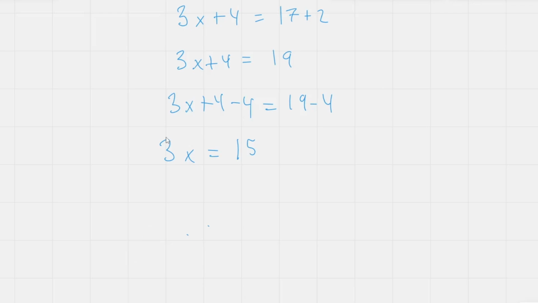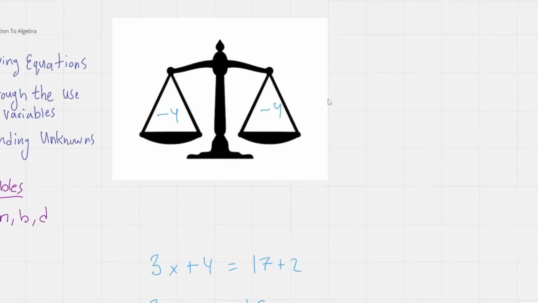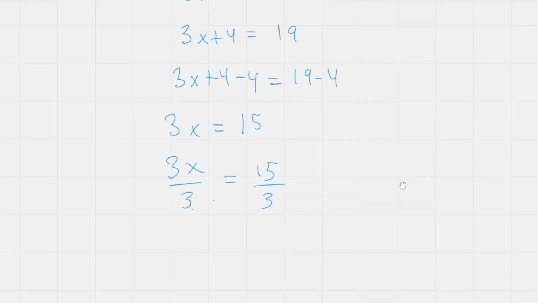So what are my steps here? According to my scale, I'm going to divide by 3 on both sides. Divide by 3 here, and divide by 3 on that side. So 3x over 3 is equal to 15 over 3. And therefore, if we do our calculations, our 3's cancel out. There's no more 3 anymore. 15 divided by 3 is 5. All right, therefore, our answer is 5.